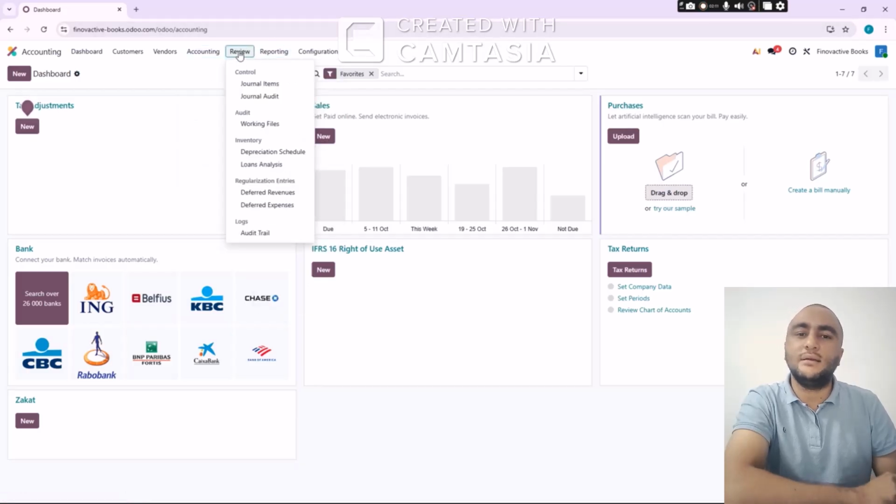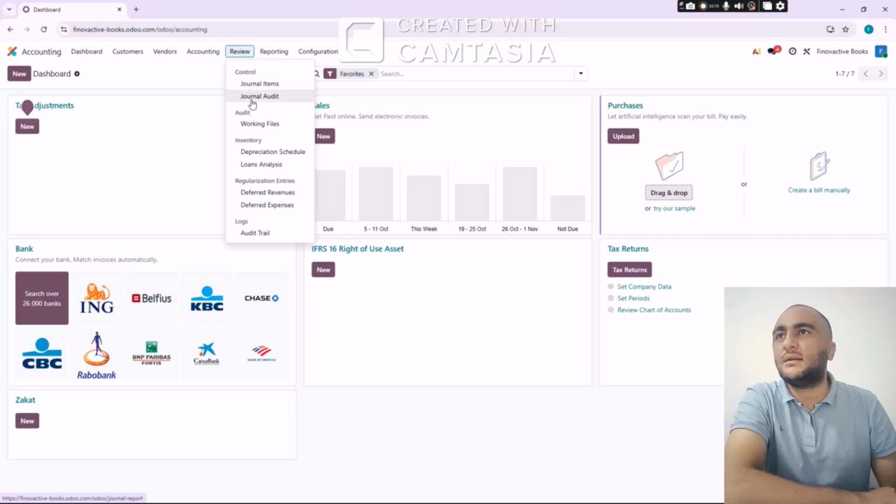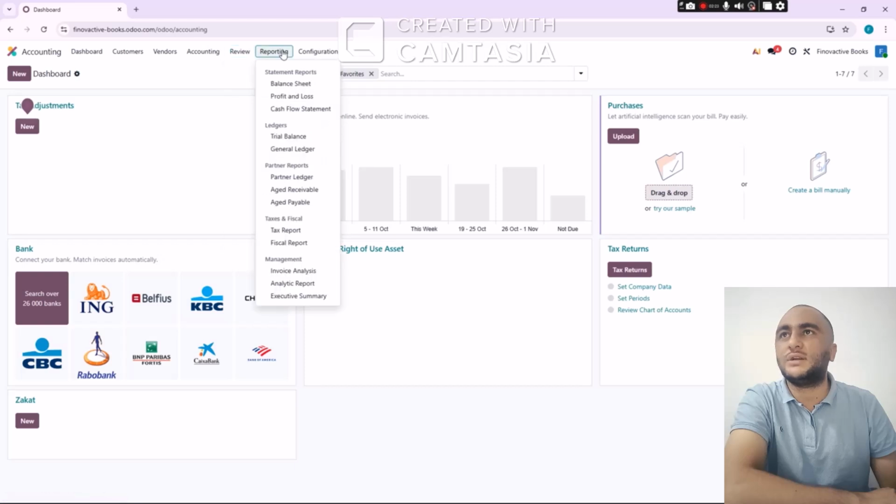We will go into detail one by one. Here we have journal items, internal audit, working files, depreciation schedule, loan analysis, deferred revenue and expense on audit trail. Here we have our reporting section.